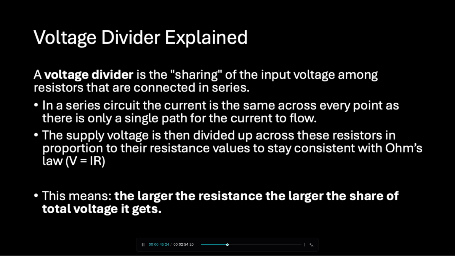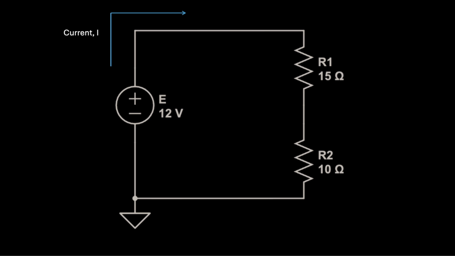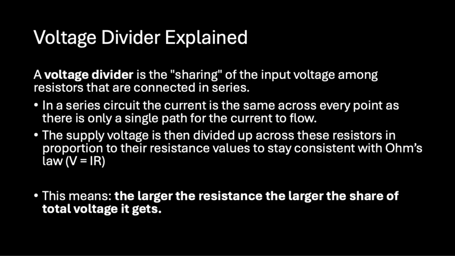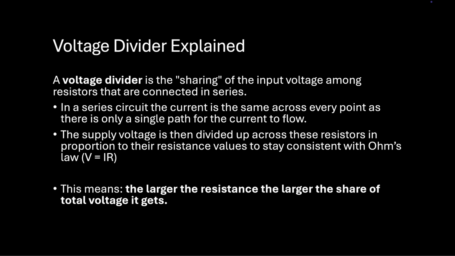Putting this in a more formal definition, a voltage divider is the sharing of the input voltage among resistors that are connected in series. In a series circuit, the current is the same across every point as there is only a single path for the current to flow. The supply voltage is then divided up across these resistors in proportion to their resistance values to stay consistent with Ohm's law, V equals IR. This means the larger the resistance, the larger the share of total voltage it gets.